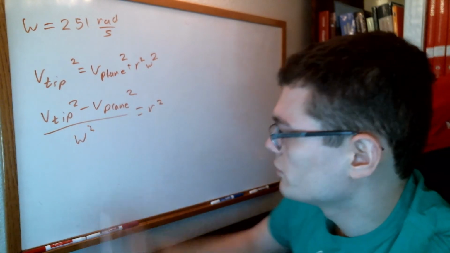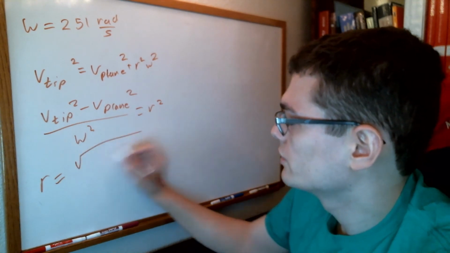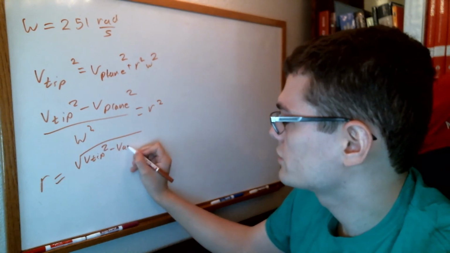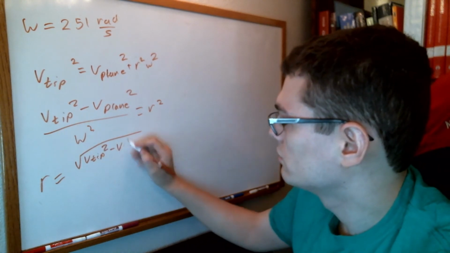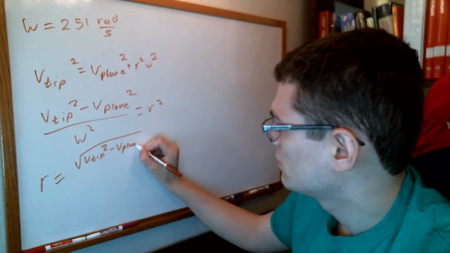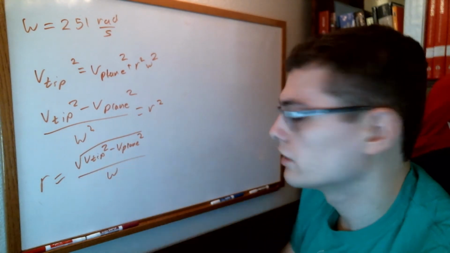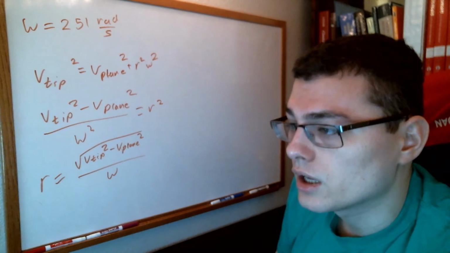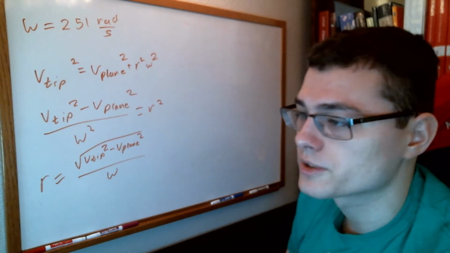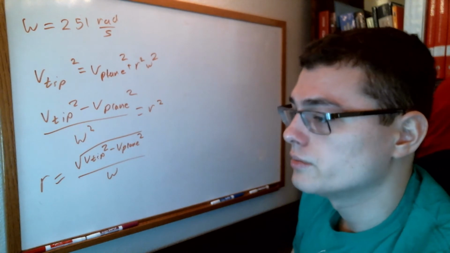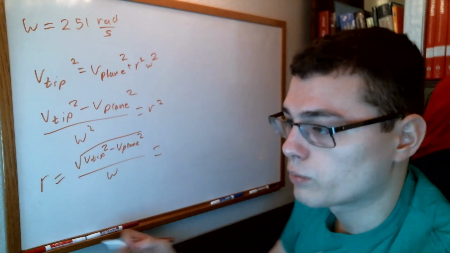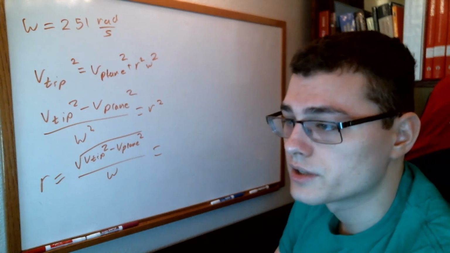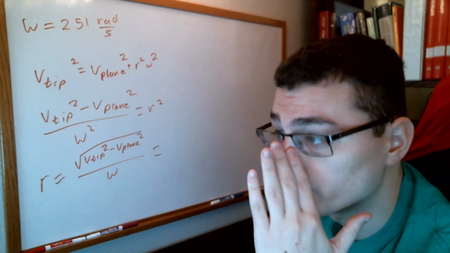So when we take the square root, we get r is equal to the square root of v tip squared minus v plane squared, all over omega. And omega just comes out of the square root because it's being divided by it. So if v tip is supposed to be 270 meters per second, the maximum propeller radius is going to be about 1.03 meters. And then it says, with this radius, what is the acceleration of the propeller tip?